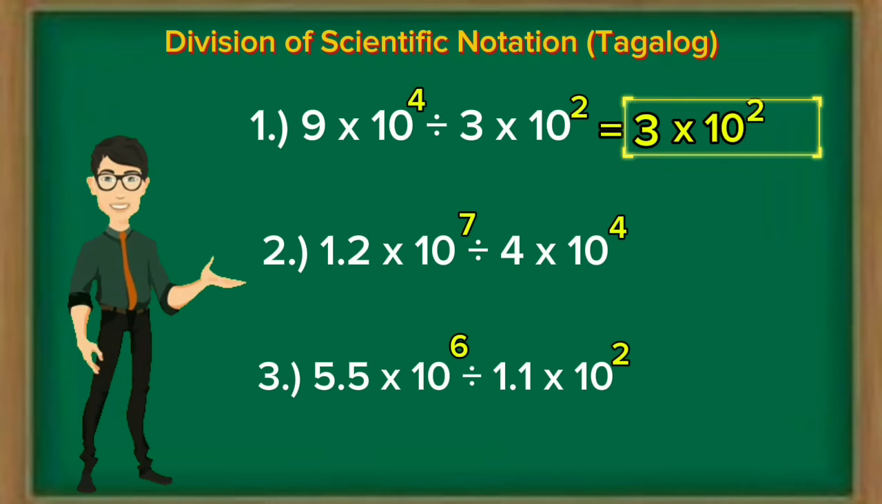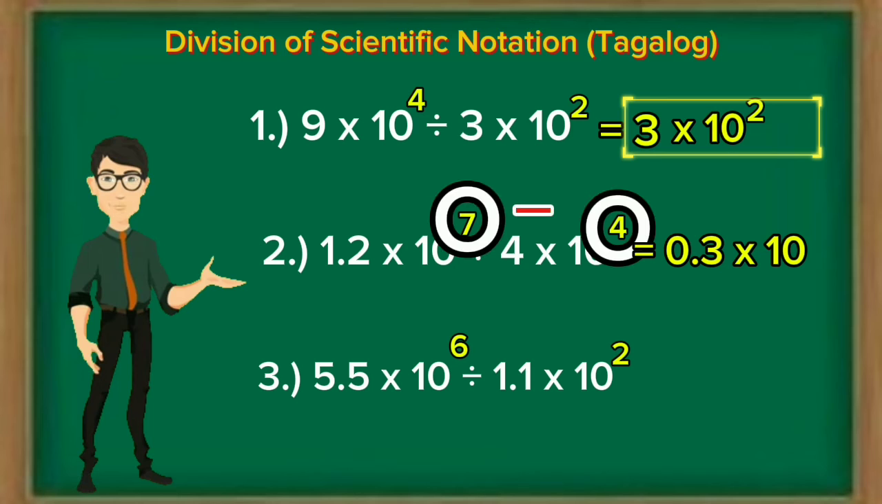Next, number 2. Ang given ay 1.2 times 10 to the power of 7 divided by 4 times 10 to the power of 4. Ganun din, ang ating gagawin ay divide. Ang coefficient 1.2 divided by 4 equals 0.3. Then copy yung base na 10 at yung exponent nila ay ating subtract: 7 minus 4, that is 3. So ito ang final answer, 0.3 times 10 to the power of 3.